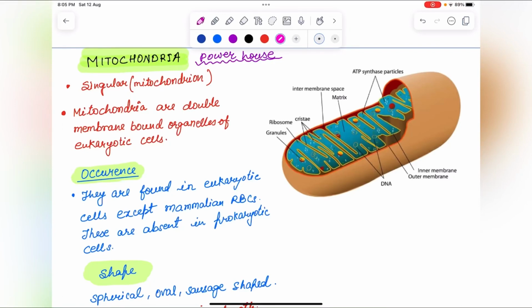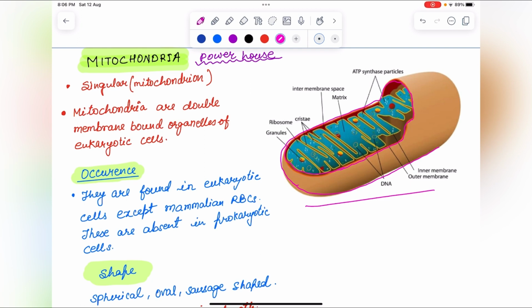Today in this video I am going to discuss the topic of mitochondria. So what is mitochondria? Mitochondria is a cell organelle which is present in all eukaryotic cells. It is a double membrane bound organelle. See this structure, it is a double membrane structure. This is the inner membrane and the outer membrane.